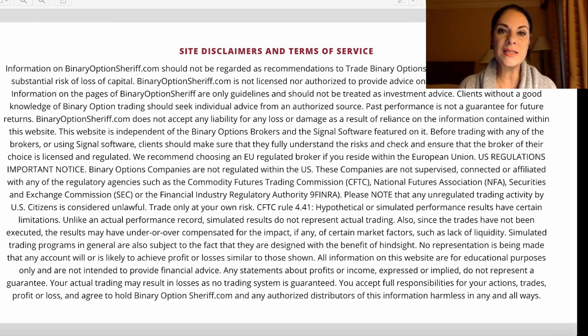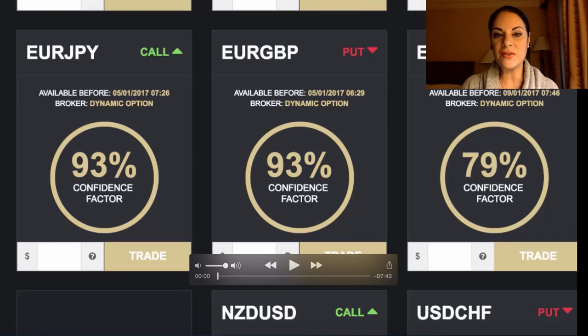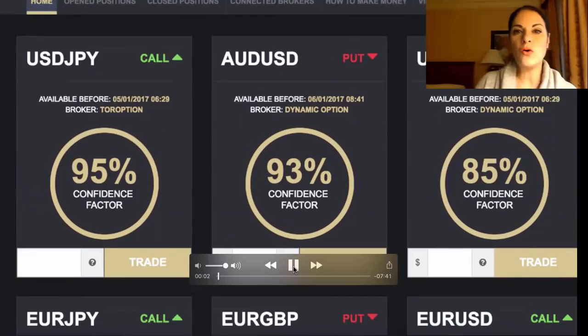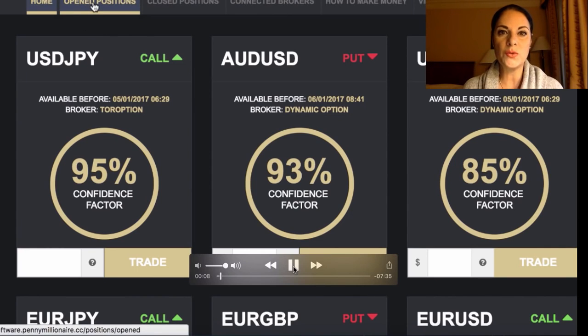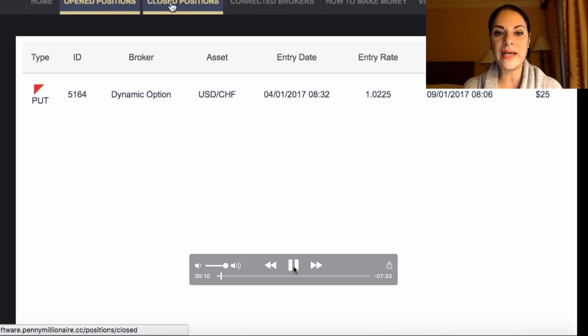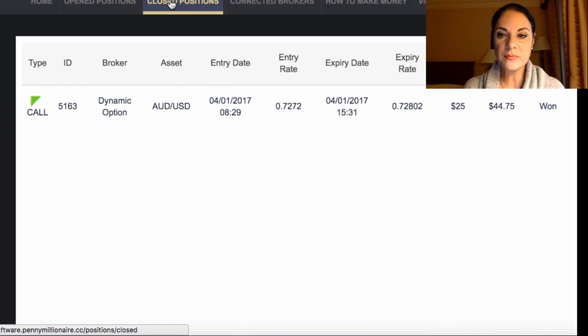So here we go. This is my style of trading with the software that I'm using today, which is the Penny Millionaire. I am using the signals which are emitted by the software. However, I am also using my fundamental analysis in order to trade. So here goes. This is how we are going to do our trading for today. So this is the platform for the Penny Millionaire, and today the strategy we are going to use is compound interest. At the moment, I have one trade which has been already won.